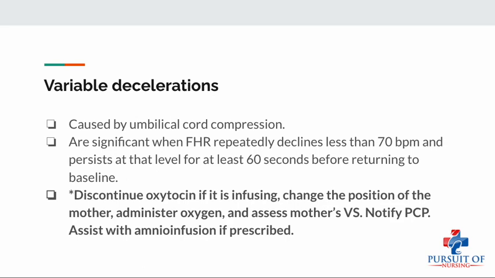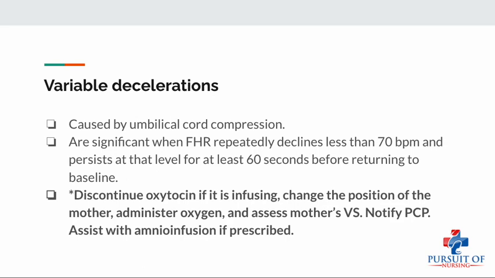With variable decelerations, these are caused by umbilical cord compression. Variable decelerations are significant when the fetal heart rate repeatedly declines to less than 70 beats per minute and persists at that level for at least 60 seconds before returning to baseline.